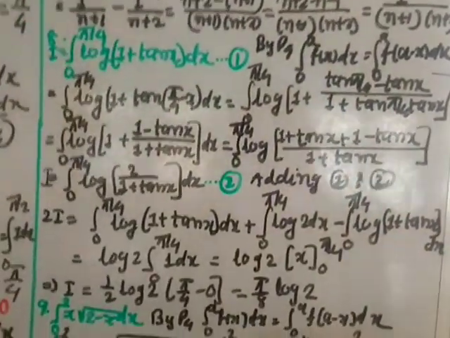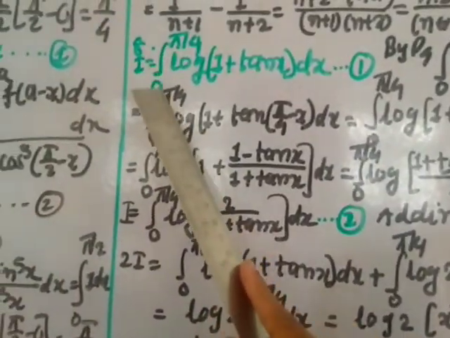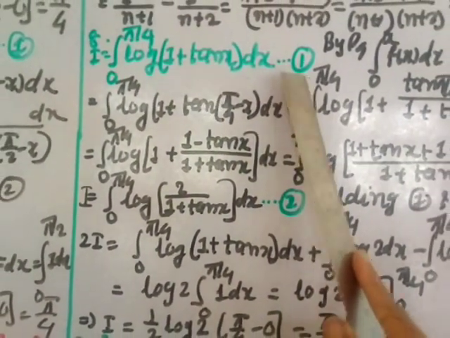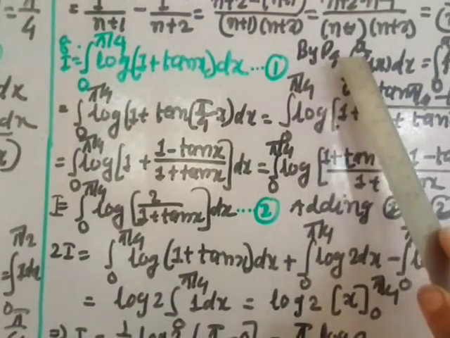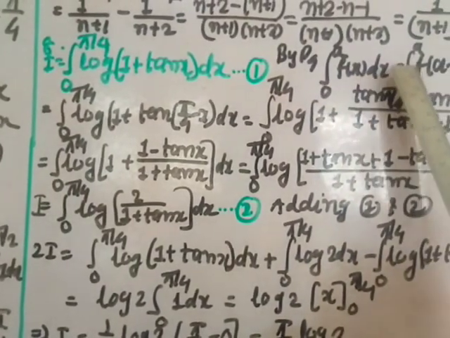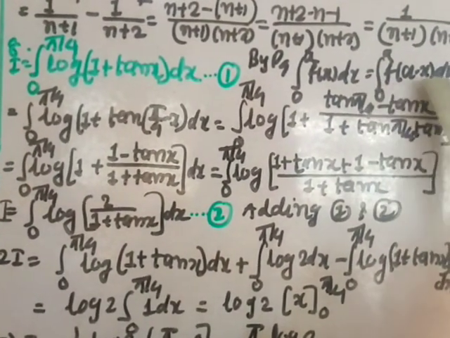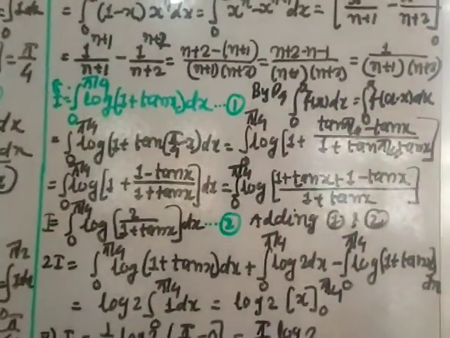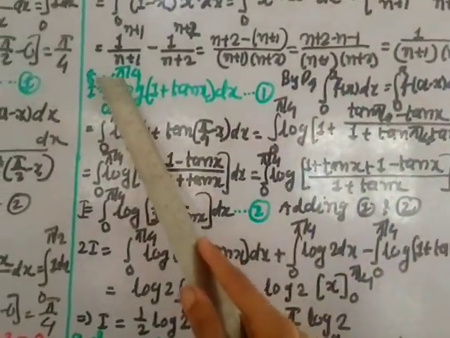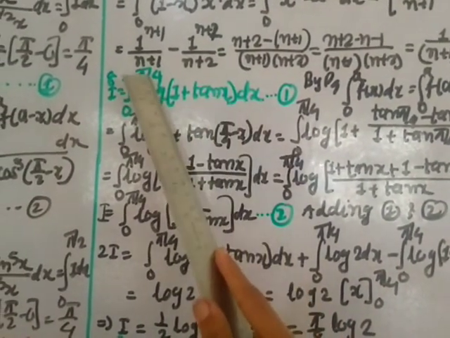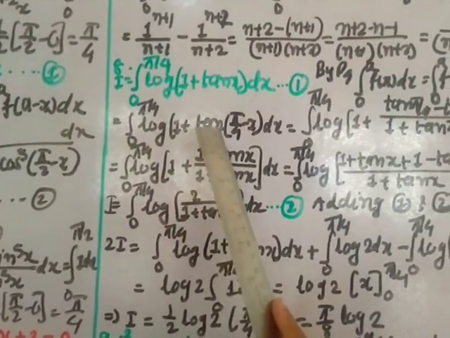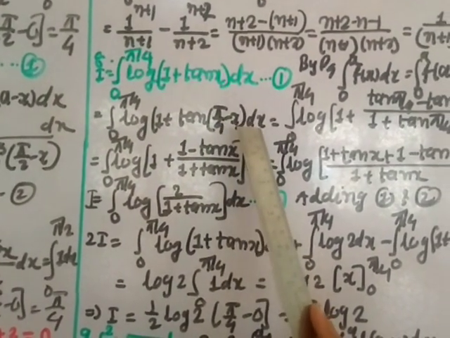Question number 8. I is equal to integral 0 to pi by 4 log (1 plus tan x) dx, equation number 1. By property P4, integral 0 to a f of x dx is equal to integral 0 to a f of (a minus x) dx. We are using this property many times, so now you are familiar with it. Here a is pi by 4, so instead of x you put pi by 4 minus x. So integral 0 to pi by 4 log (1 plus tan (pi by 4 minus x)) dx.